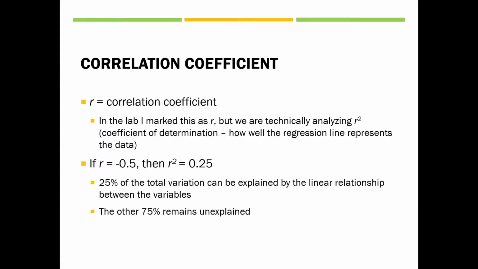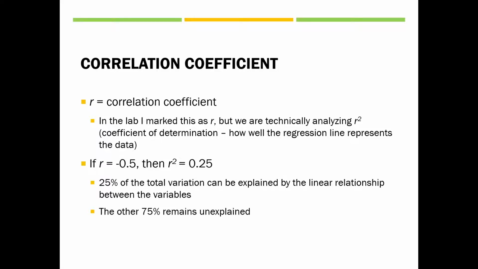So in order to determine if a correlation exists, we need to calculate a correlation coefficient, and this is known as R. So in the lab, I marked this as R, but I should have had it as R squared. I just forgot to put the squared in that symbol there, but we are technically analyzing R squared, which is a coefficient of determination. And this determines how well the regression line represents the data.